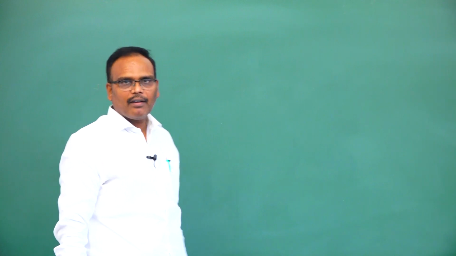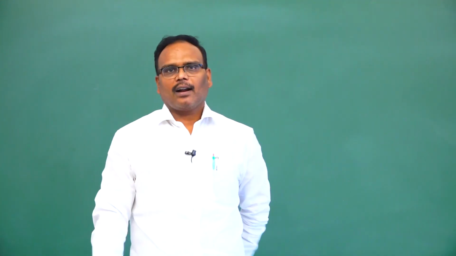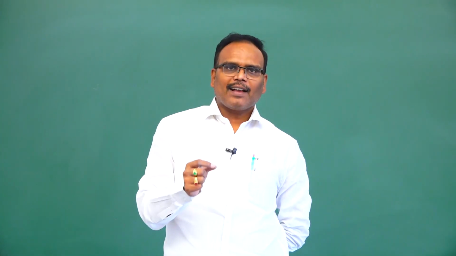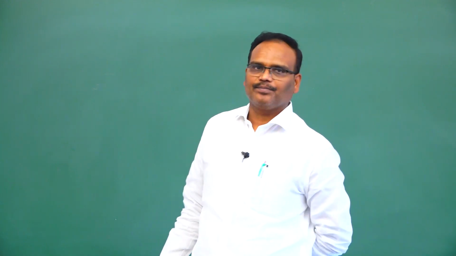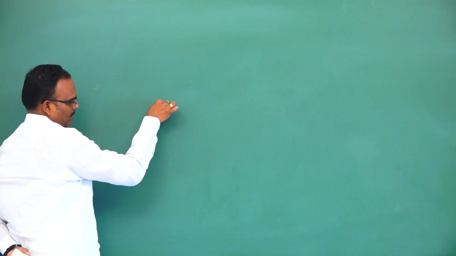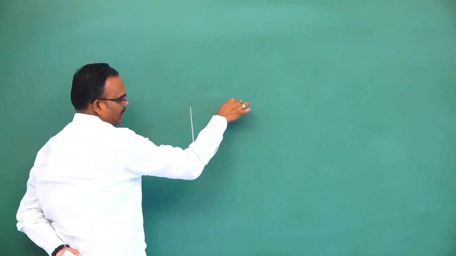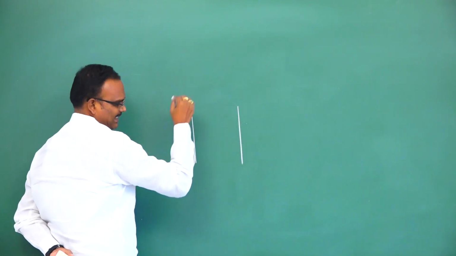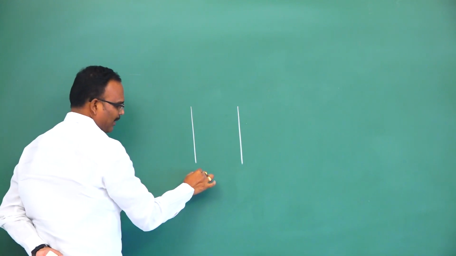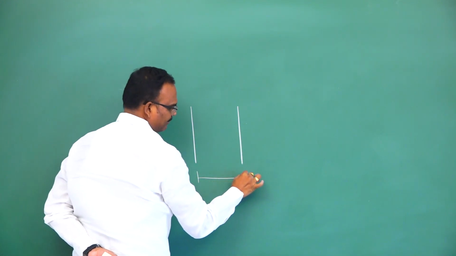Now we'll derive an expression for capacitance of a parallel plate capacitor. See, these are the two thick plates separated by a distance, say d.